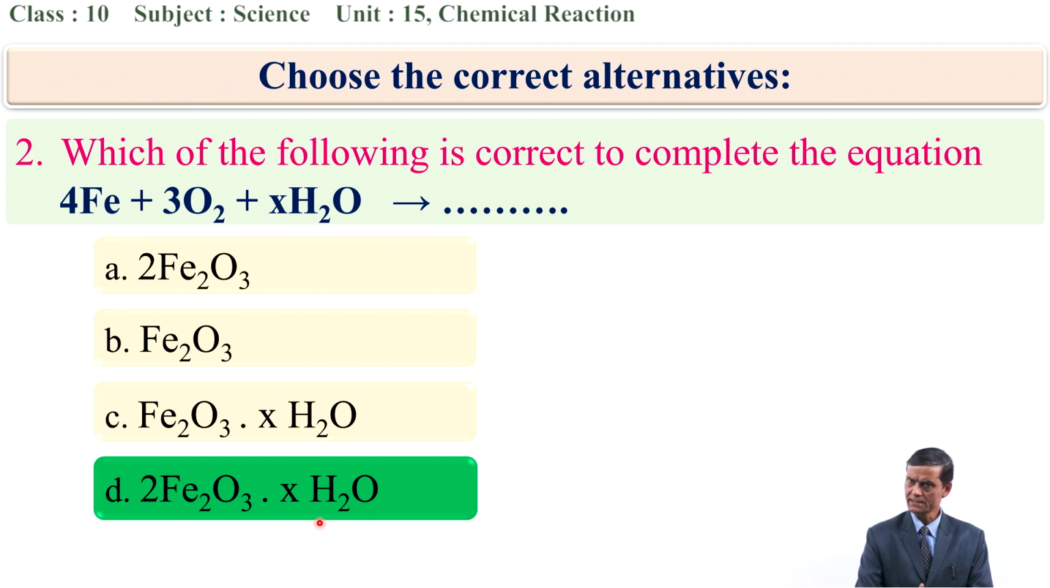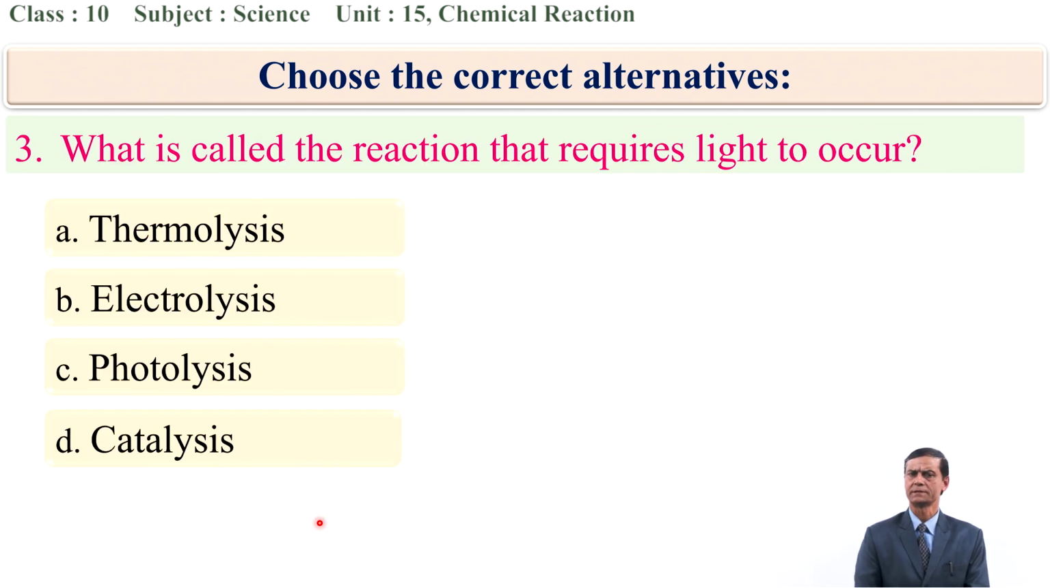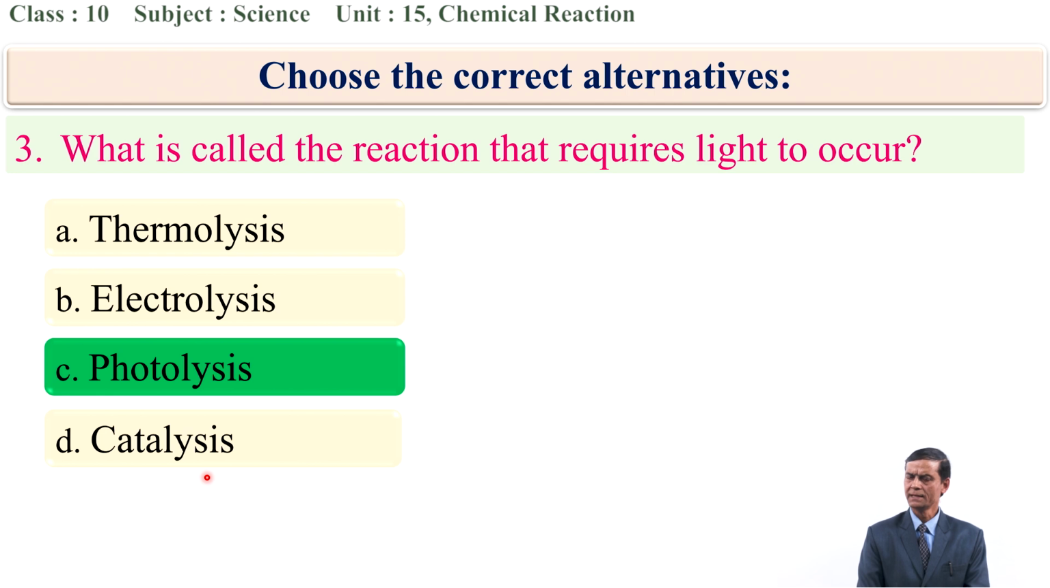Now let's discuss question number 3. Question number 3 is like this. What is called the reaction that requires light to occur? Remember, light to occur. Is it thermolysis, electrolysis, photolysis, or catalysis? Did you know? Let's check it. Yes. Sure, this is photolysis. Means some reactions require light. That is called a photolysis reaction.